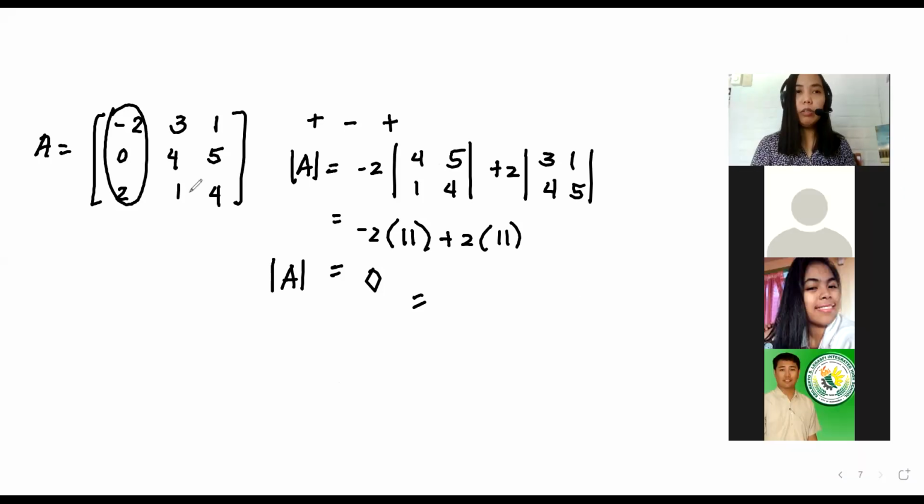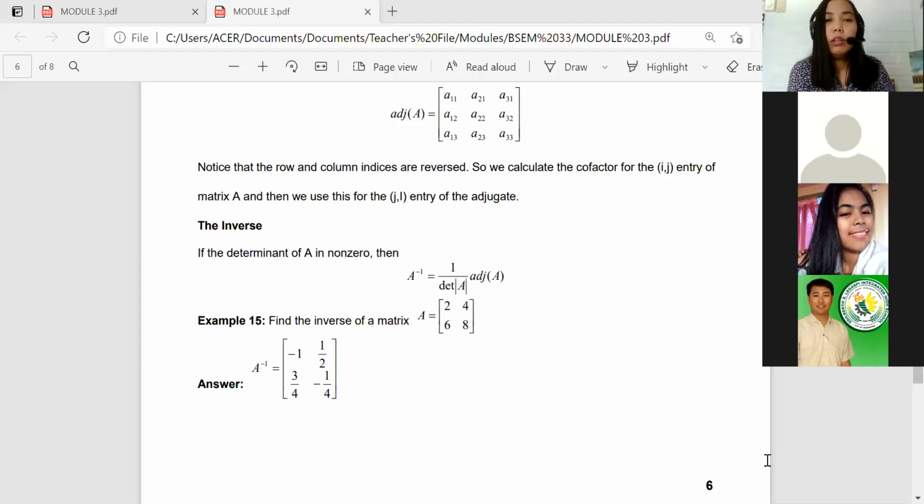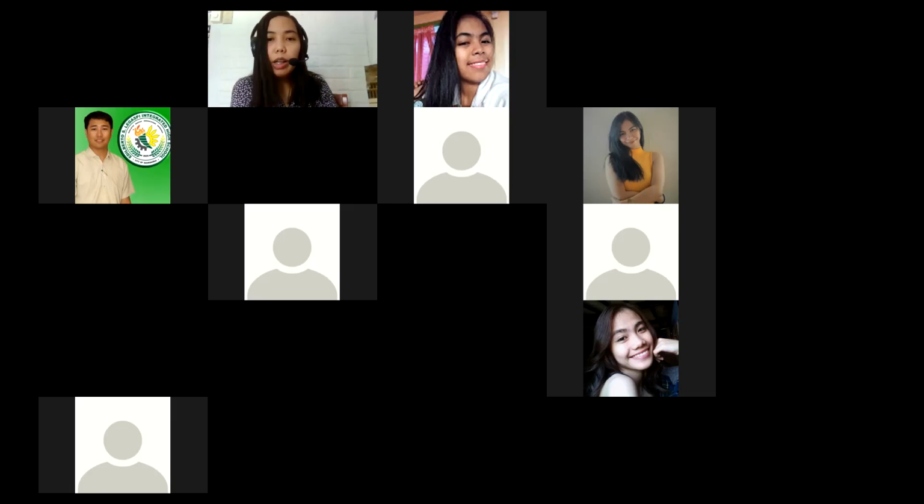Anyway, class, this example is only for finding the minors, cofactors, and adjugate. Okay? So, let's have another example. Find the inverse of a matrix A. So, this is for 2 by 2. By the way, class, how do we find the minors and cofactors of a 2 by 2?